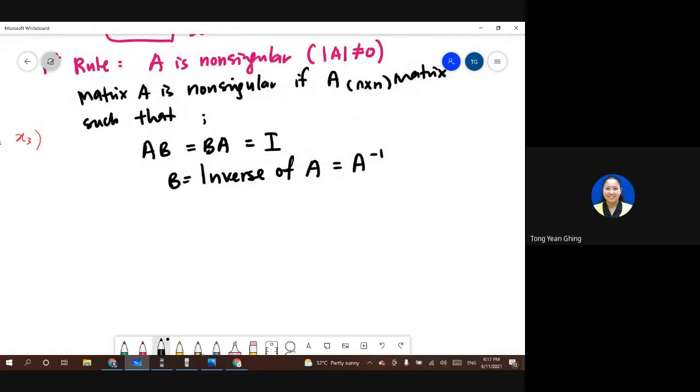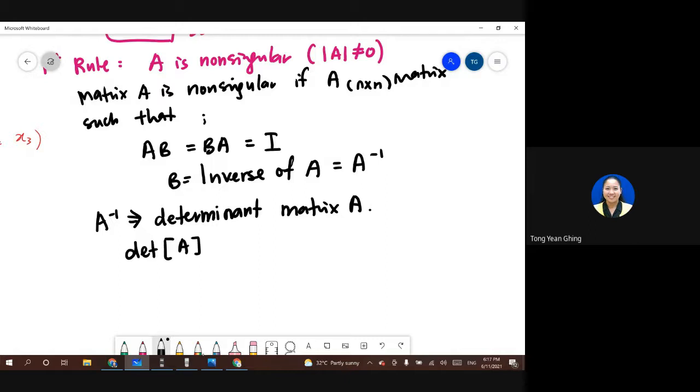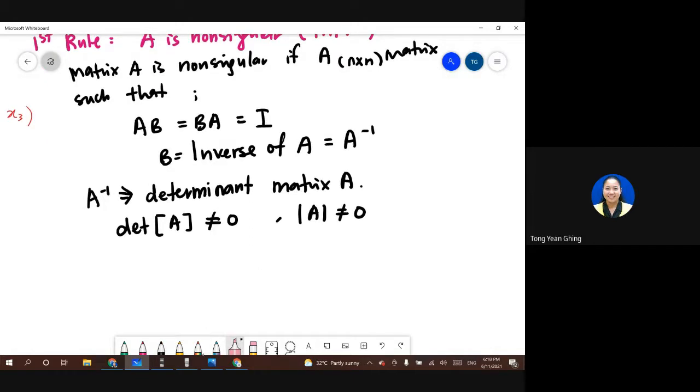Or we can say that the inverse matrix exists if the determinant of matrix A cannot be equal to 0. That means this matrix A is non-singular. That means that the determinant of matrix A cannot be 0. So how are we going to find these determinants?